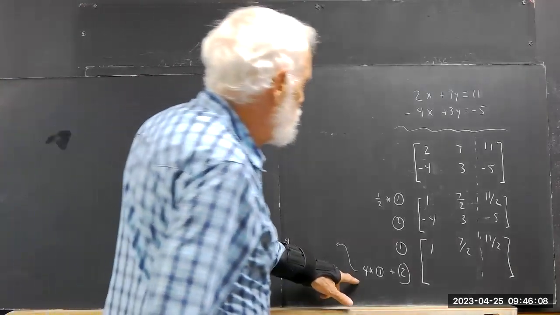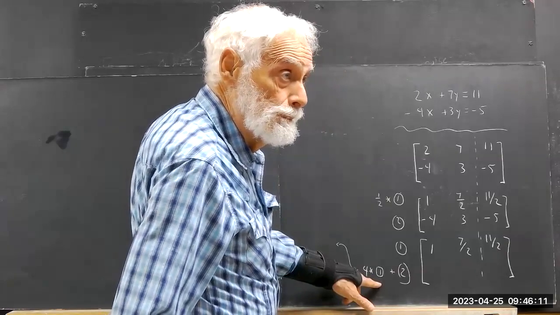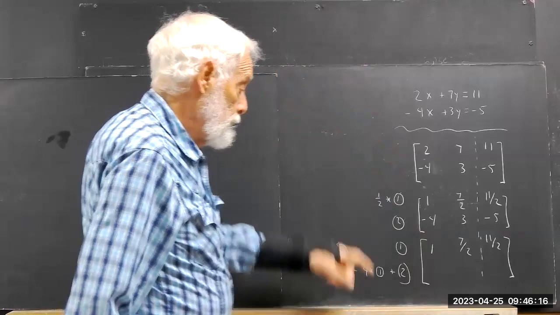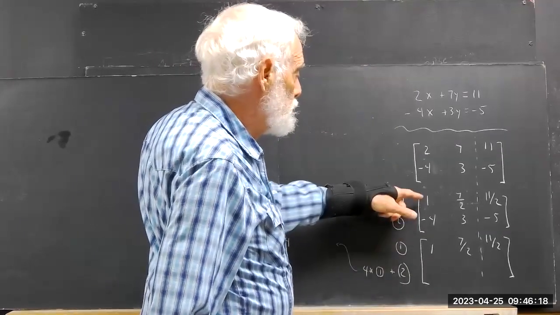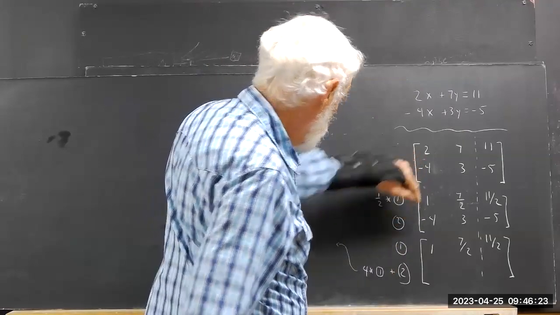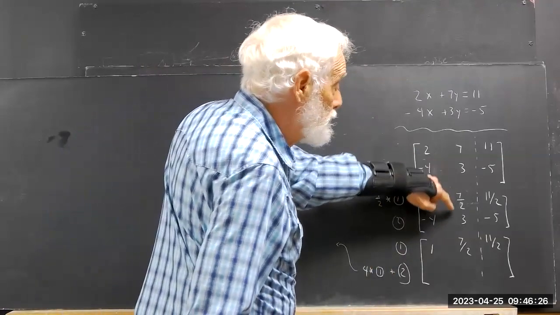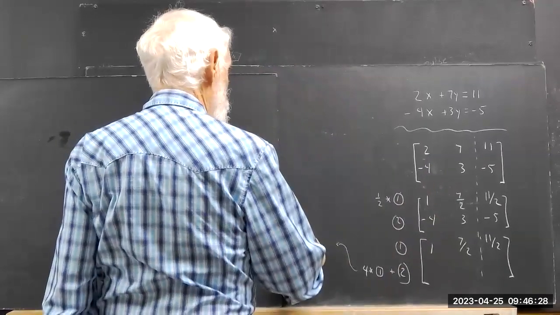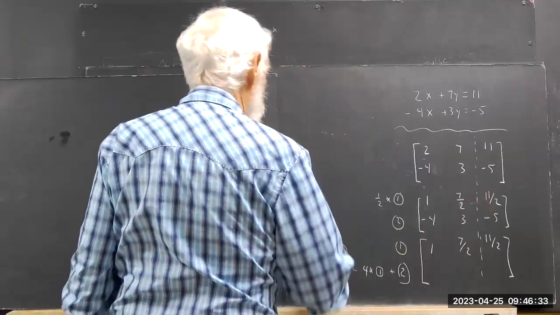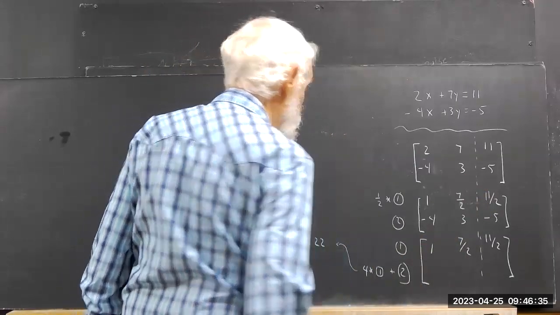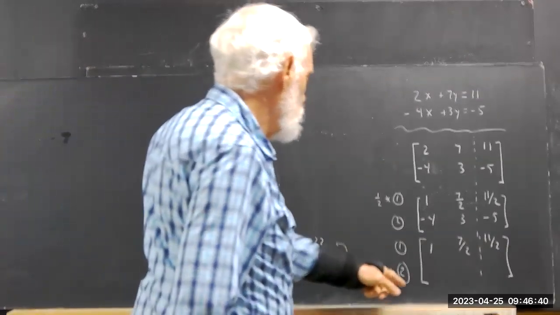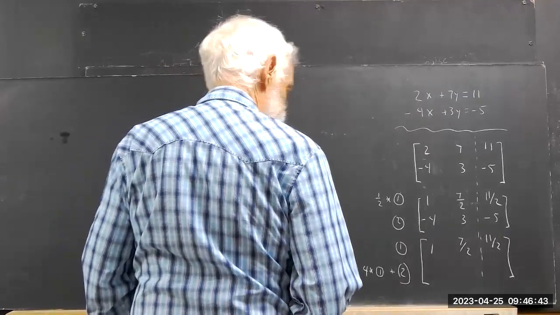Okay, if I do 4 times the first row, I've got to multiply 4 by everything in the first row. So we're talking about 4 times the first row as it was before. We look back to this row, multiply by 4 here, we get 4. We multiply by 7 halves, we get 14. We multiply by 11 halves, and we're gonna get 22.